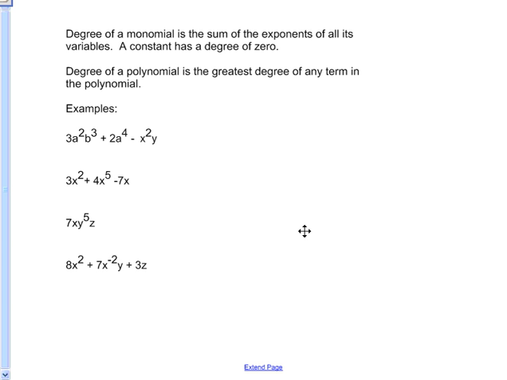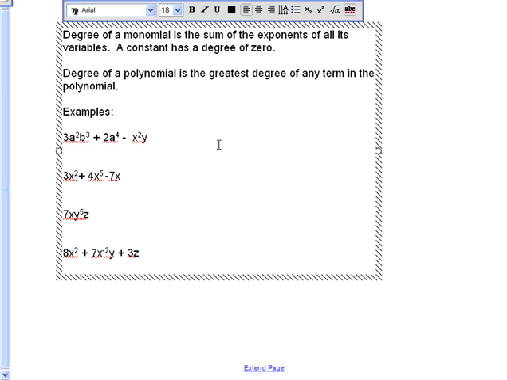The degree of a monomial is the sum of the exponents of all of its variables. A constant has a degree of 0. The degree of a polynomial is the greatest degree of any term in the polynomial. So let's take a look at each of these, okay?